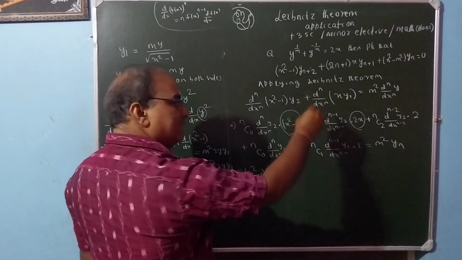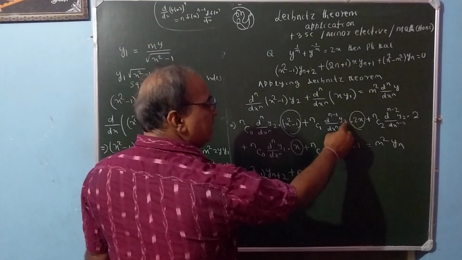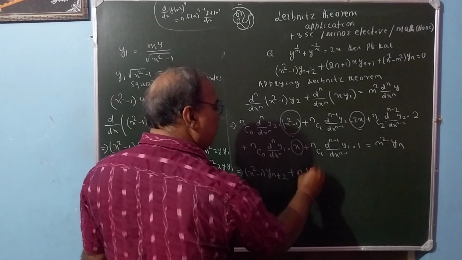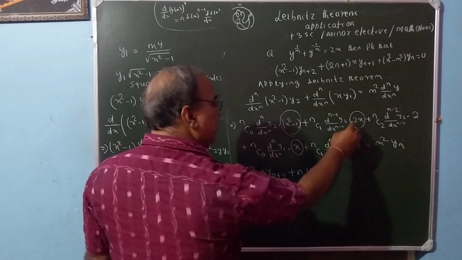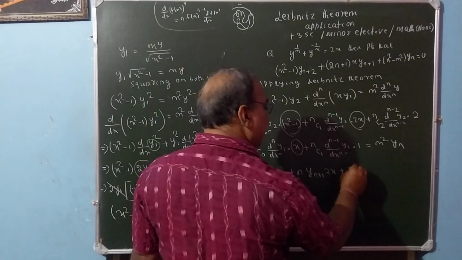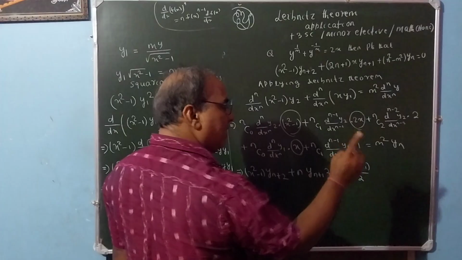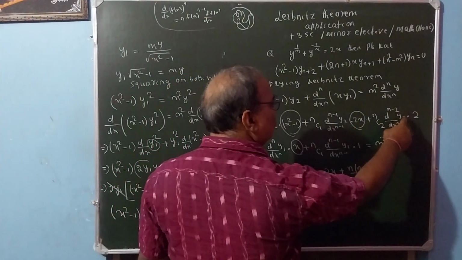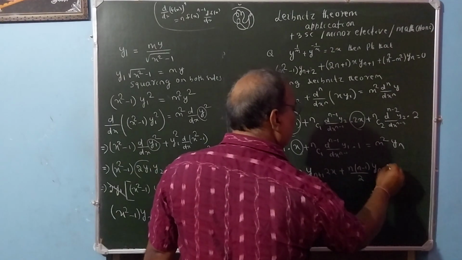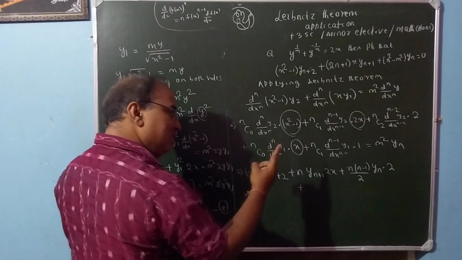So nC1 is n. Remember nC1 is n. n minus 1, here it is 2. So adding the powers, n minus 1 plus 2, it is y_{n+1}. Here it is 2x plus nC2, n into (n minus 1) by 2. Here it is y_{n-2}... that is, it is y_n. Here it is also 2. Now plus nC0, again 1.